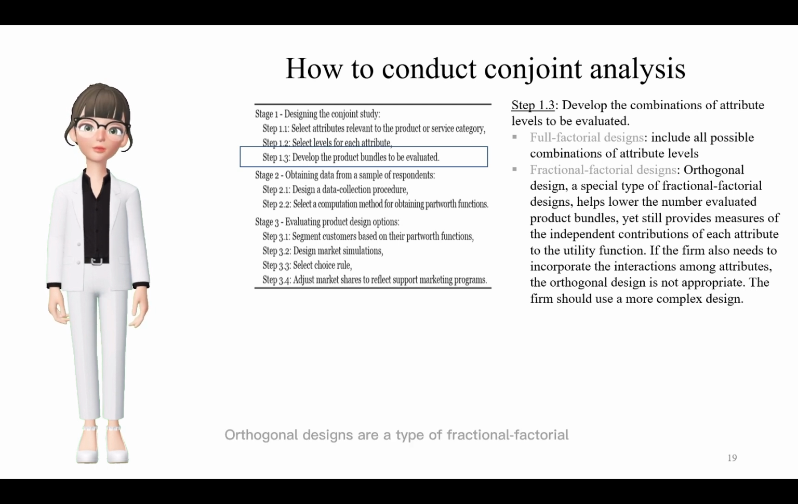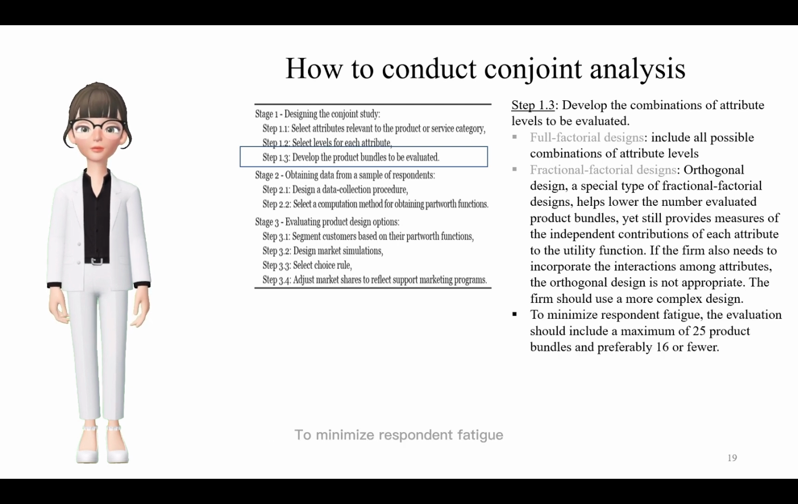Orthogonal designs are a type of fractional factorial design that not only reduce the number of evaluated product bundles, but also provide insights into the independent contributions of each attribute to the utility function. This ensures that the Conjoint analysis remains accurate and insightful, even when evaluating a reduced number of product bundles. To minimize respondent fatigue, it's recommended that the evaluation include a maximum of 25 product bundles, and preferably 16 or fewer.